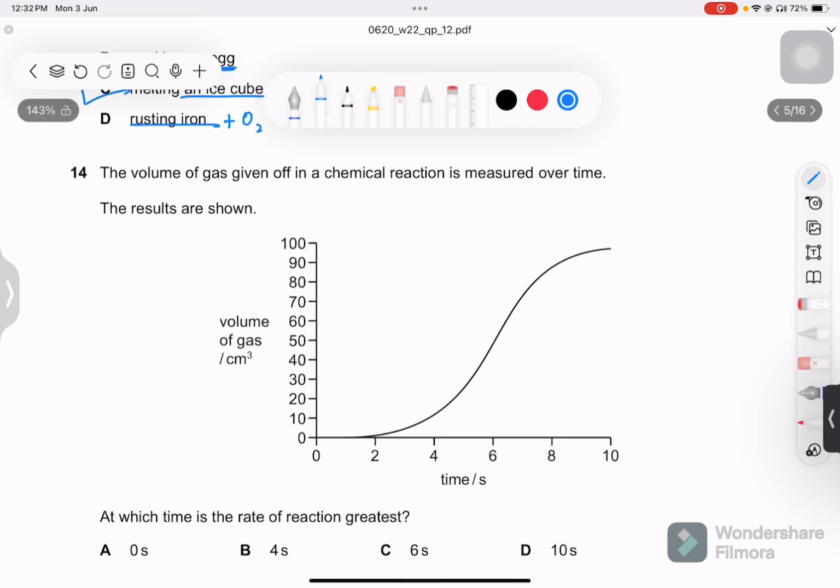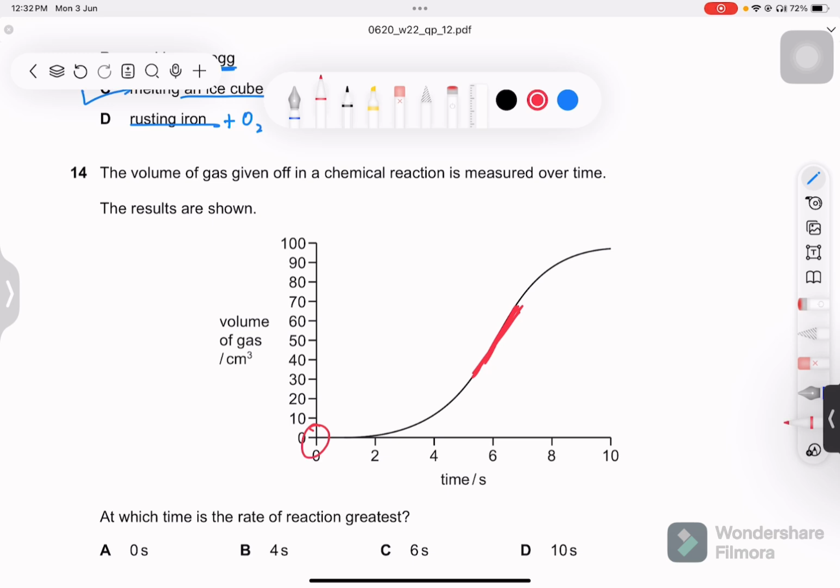Next, the volume of gas given off in a chemical reaction is measured over time. At which time is the rate of reaction the greatest? For the rate of reaction, we have to see the gradient, the slope of the graph. It is pretty evident that it is the steepest over here. At zero, the rate of reaction is zero, because the gradient of the graph is zero.